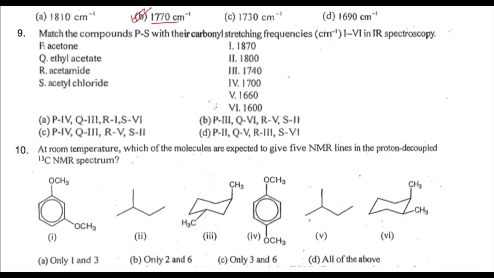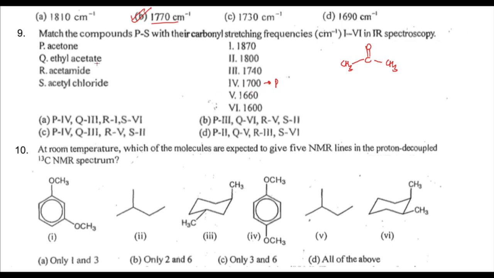Looking at question 9, it says match the following compounds P to S with their carbonyl stretching frequencies from 1 to 5 in IR spectroscopy. P is your acetone. Now, what is the value for acetone? Acetone is nothing but CH3-C=O-CH3. It's a symmetrical ketone, and ketones give you a peak at 1700 to 1715 cm⁻¹. So P is going to be matched with this. So I'm just writing over it. This fourth one is going to be matched with P.